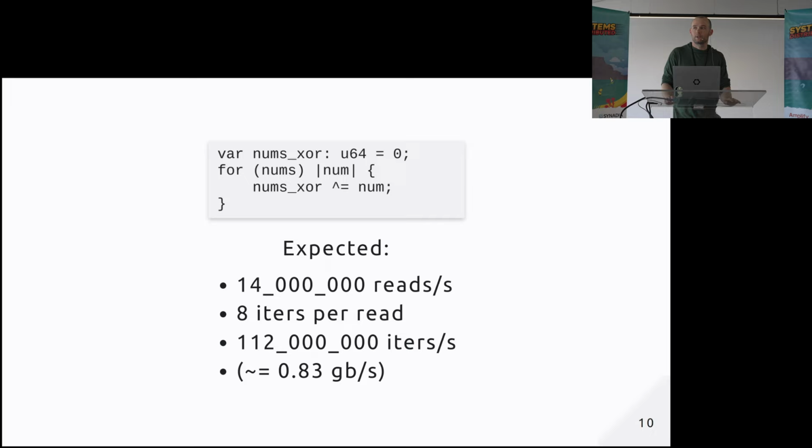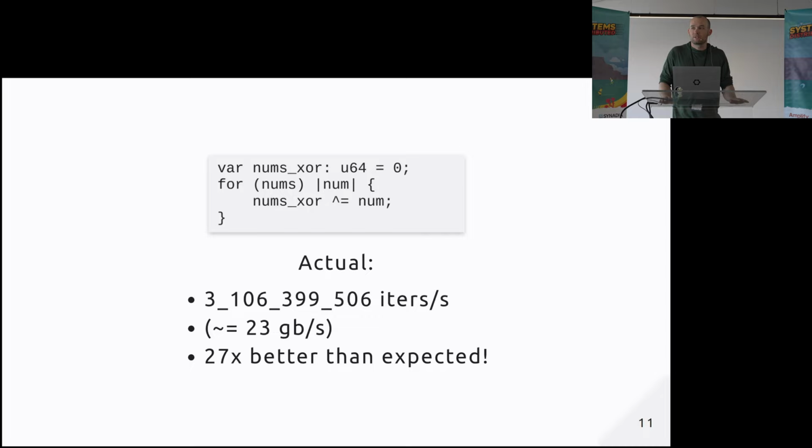But if I actually run this on my laptop, I get 3 billion iterations per second, 23 gigabytes per second, which is almost the most throughput that you can extract from a single core. So something weird is going on here that doesn't make sense.